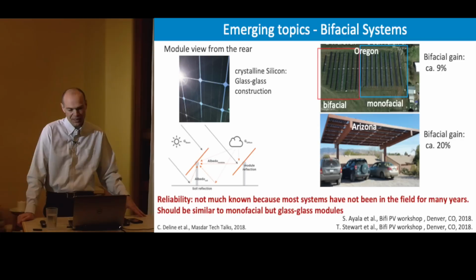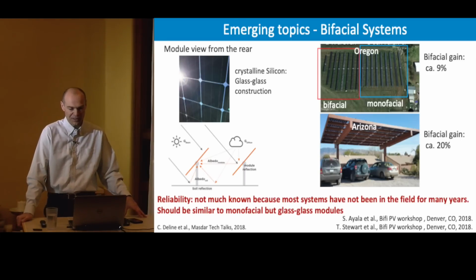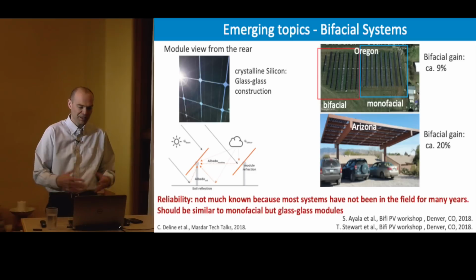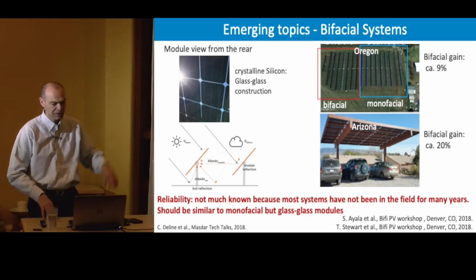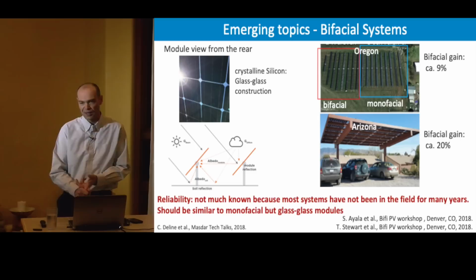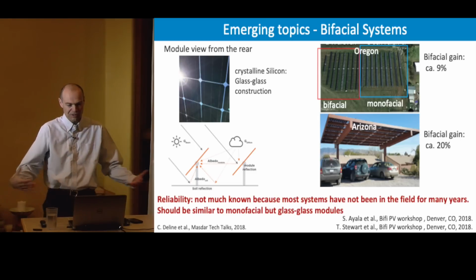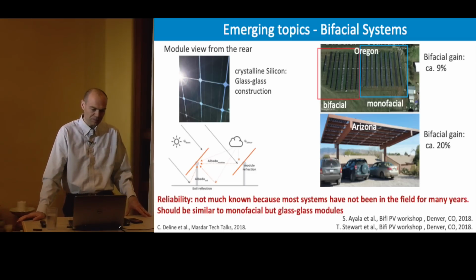On top on the right is shown a system in Oregon. Half of the system is bifacial, half is monofacial. We estimated in 1 year of production that you gain about 9% over the monofacial. So it's significant. On smaller systems, you see higher gains, like this carport in Arizona, because you get more light from all sides and it's higher up. So there are a lot of variables: not only the ground, but how high it's up off the ground, what the tilt is. That's all in the works right now.